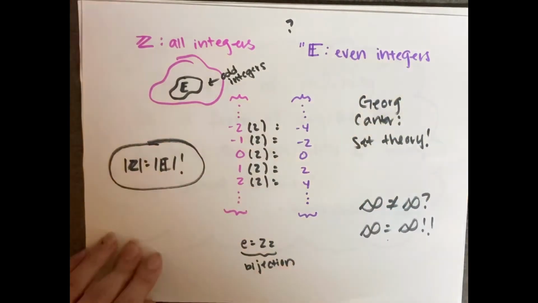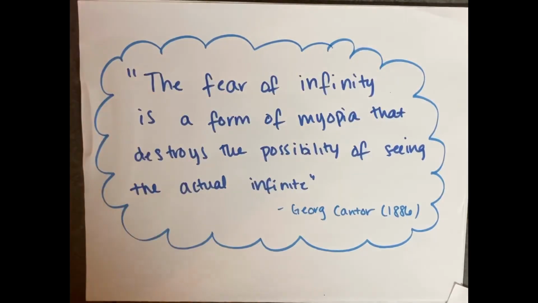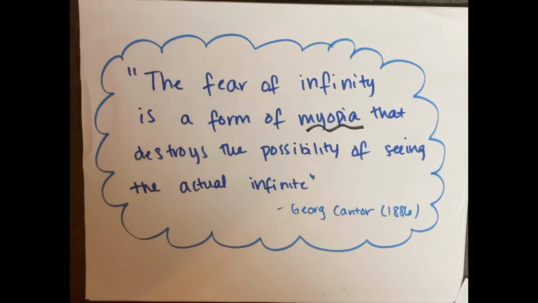But you shouldn't let counterintuitivity scare you off like it might have scared off the people of Cantor's time. Often it is actually precisely the surprising nature of math that makes it so beautiful. And as Cantor says, the fear of infinity is a form of myopia that destroys the possibility of seeing the actual infinite.